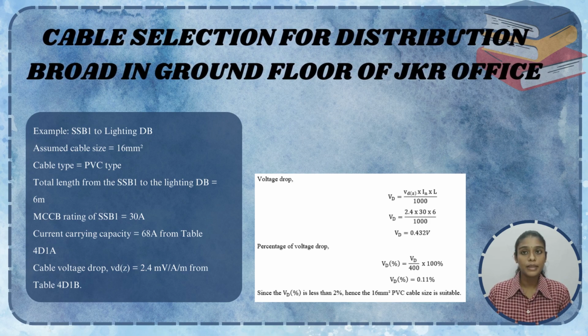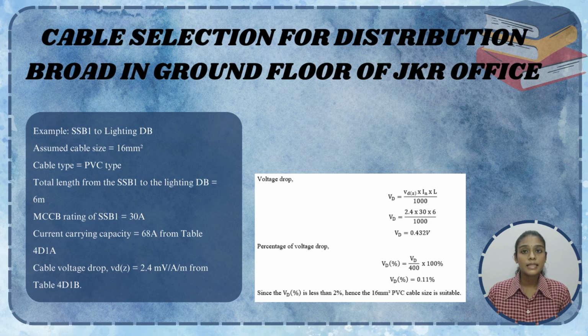I will explain the method that I have used to determine the suitable cable size from SSB1 to lighting DB. Firstly, the cable size is assumed to be 16 mm². The cable type is PVC. The total length from SSB1 to the lighting DB is 6 meters. The MCCB rating of SSB1 is 30 ampere. Next, the current carrying capacity is 68 ampere based on the table for D1A.